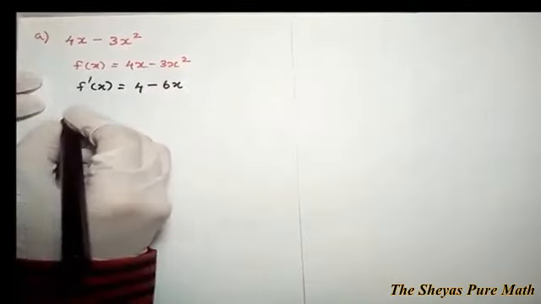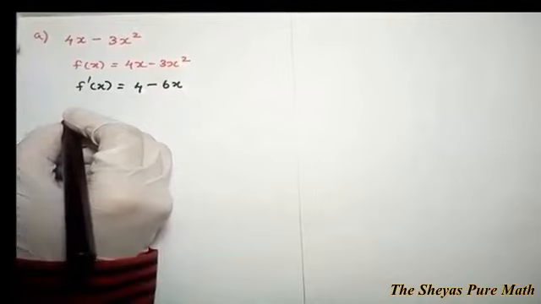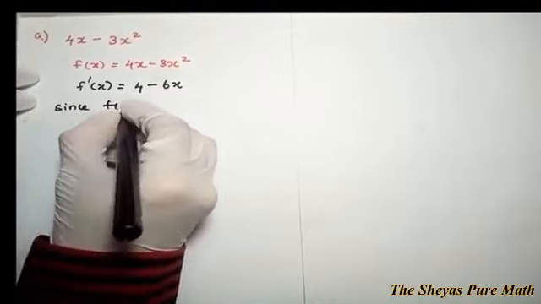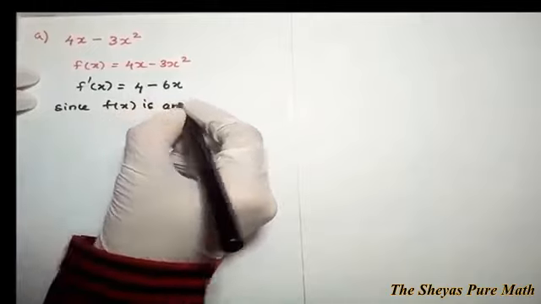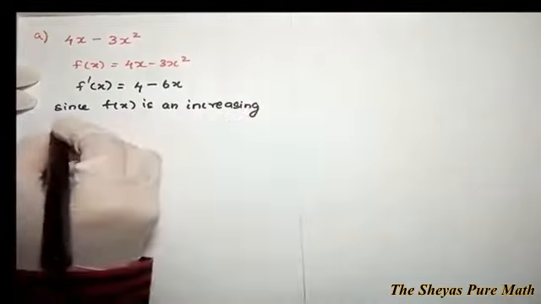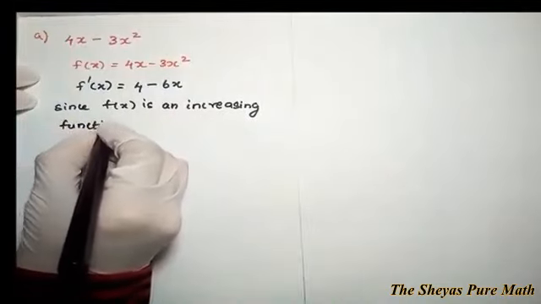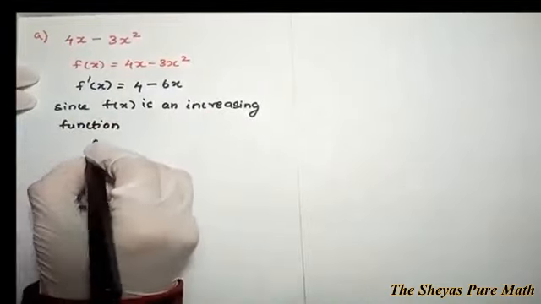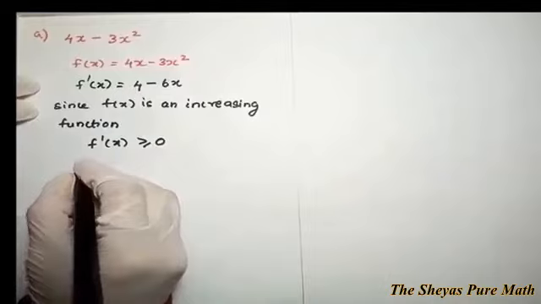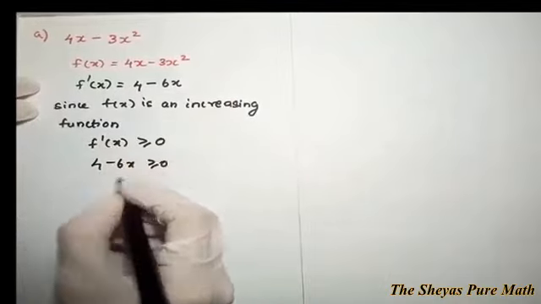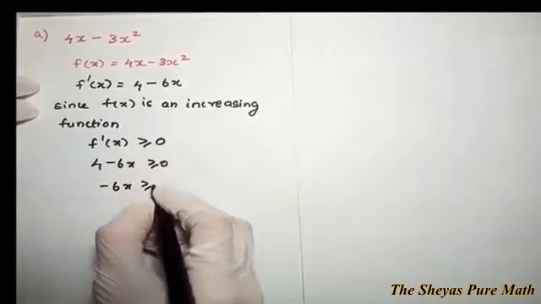So we know that this function is increasing. So given that the function is increasing, we can write, since f of x is an increasing function, what can we write? f dash of x is greater than or equal to 0. This is the condition. So f dash of x greater than or equal to 0: 4 minus 6x greater than or equal to 0. So minus 6x greater than or equal to minus 4.